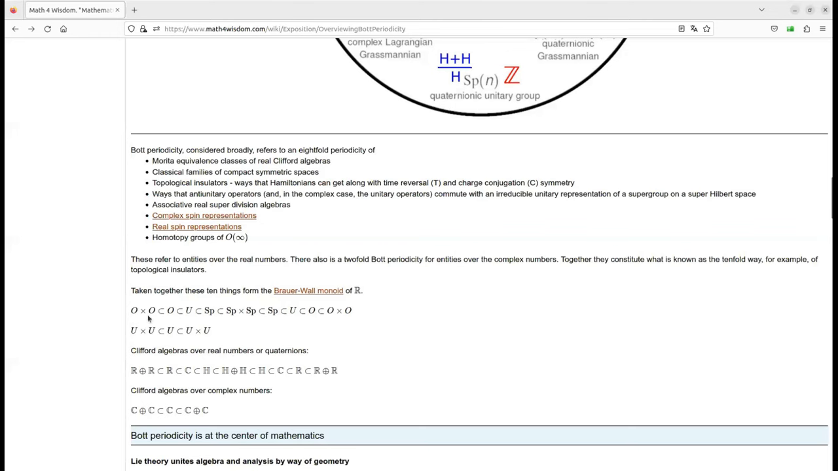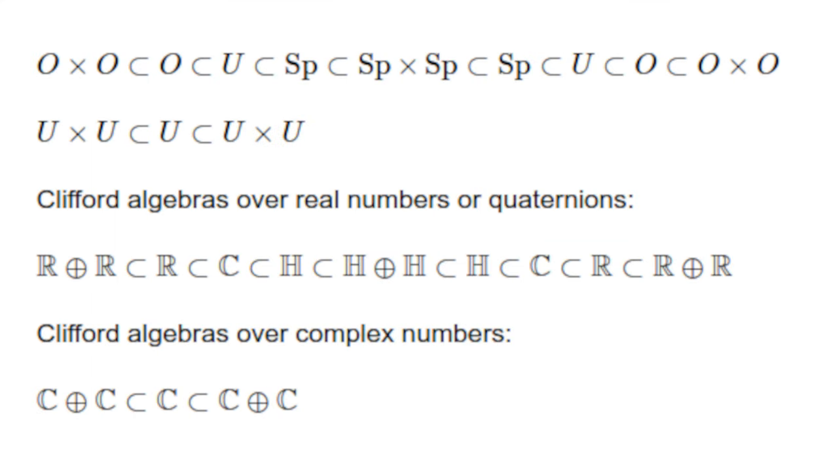Like orthogonal cross orthogonal is embedded in the orthogonal, is embedded in the unitary, is embedded in the symplectic, is embedded in the symplectic cross symplectic, is embedded back into the symplectic, is embedded in the unitary, is embedded in the orthogonal, is embedded in the orthogonal cross orthogonal. So you get this eightfold embedding, which would be sitting all in that O infinity that we talked about.